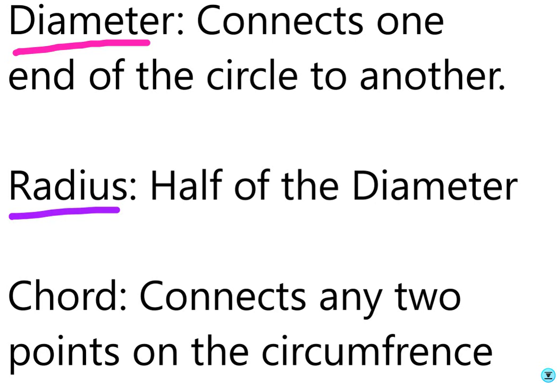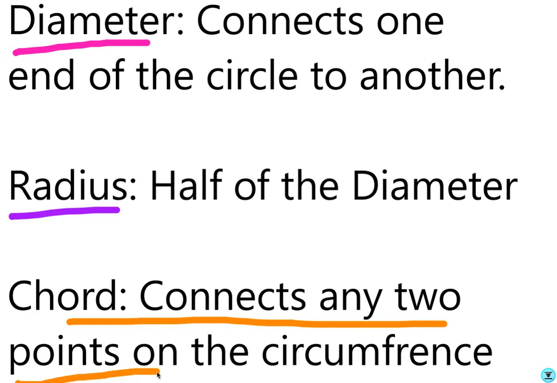Yesterday was pi day, and I think we briefly talked about the fact that if you take the circumference of a circle, divide by its diameter, that gives you pi. Now the third definition is the one I want you to write down. I'm going to draw an example of what a chord is. It connects any 2 points on the circumference of a circle. Alright, so I'll give you a second to copy that.